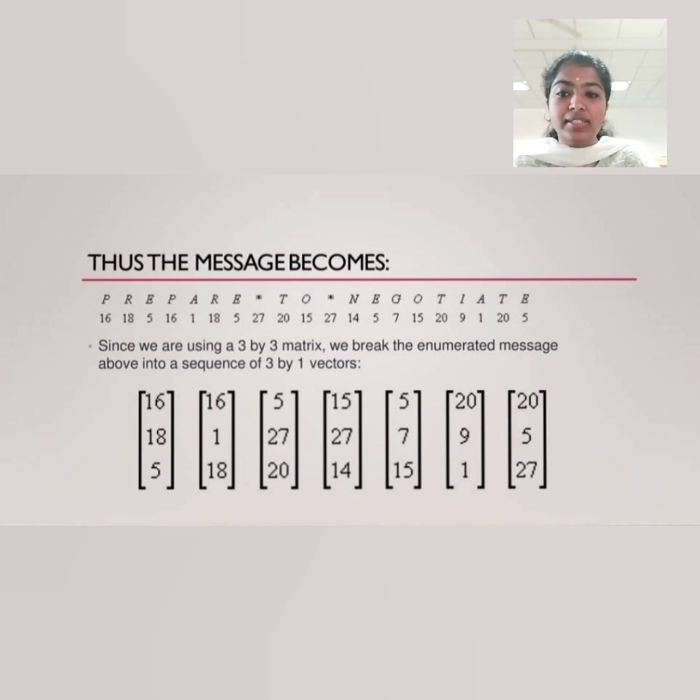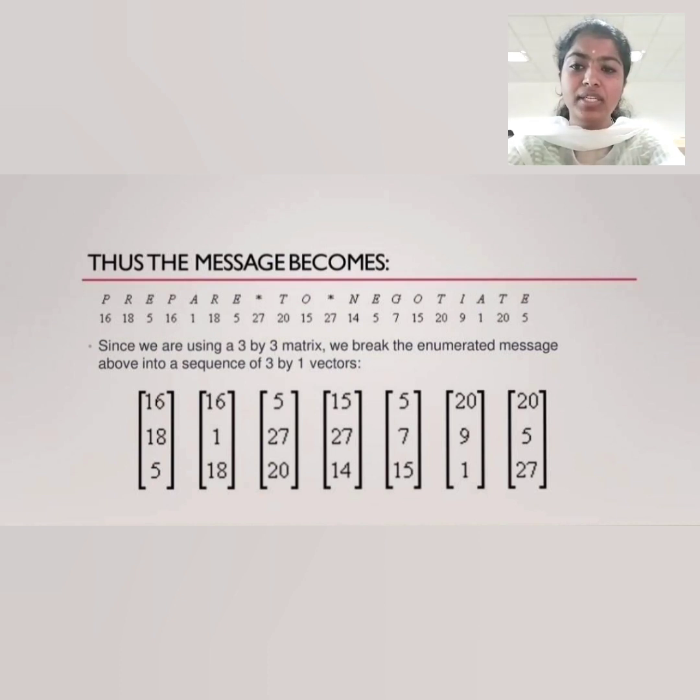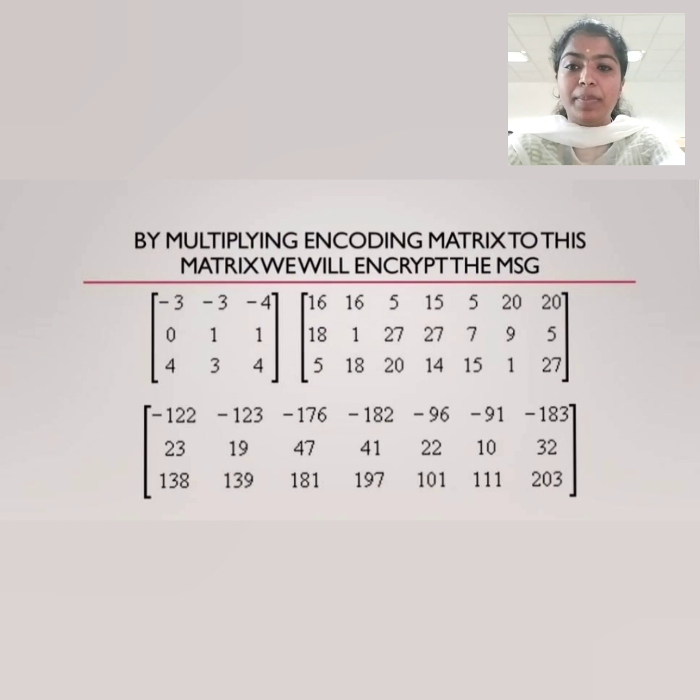Since we are using a 3 by 3 matrix, we break the enumerated message above into a sequence of 3 by 1 vectors: 16, 18, 5, 16, 1, 18, 5, 27, 20, 15, 27, 14, 20, 9, 1, 25 and 27. These form some 3 by 3 matrices. By multiplying the encoding matrix with this matrix, we will encrypt the message.